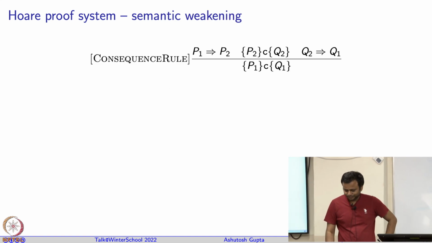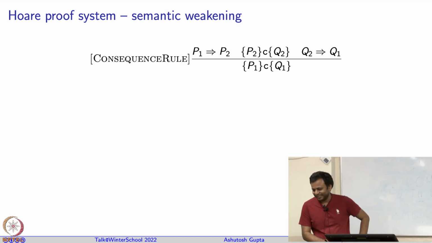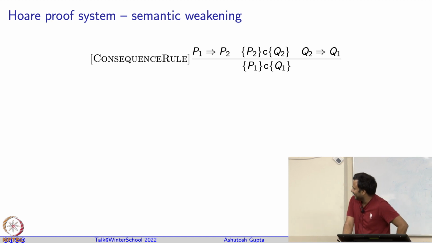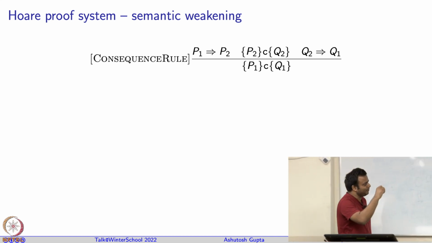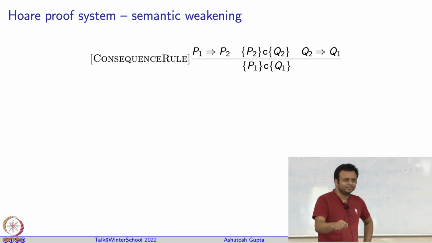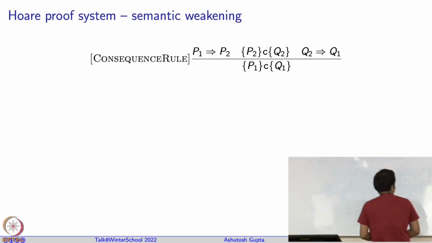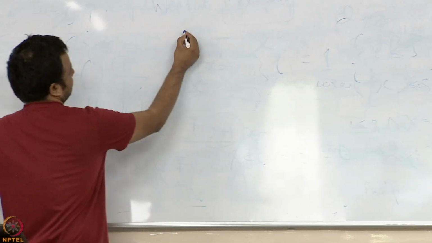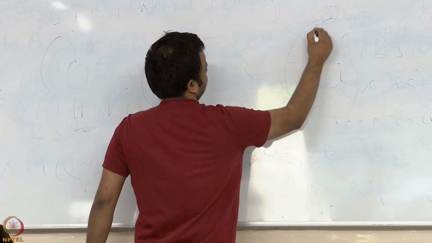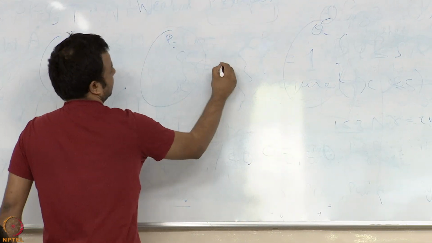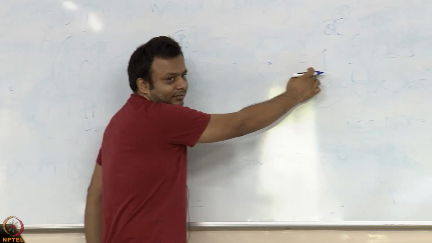Okay. So, one more rule, the consequence rule. Let me finish this one also. So, what is the consequence rule? It says that if I know from P2 I can land in Q2, it's best to describe it with a drawing. So if I know that from P2 I can land in Q2 for executing the program, anything smaller will be guaranteed to get in there.